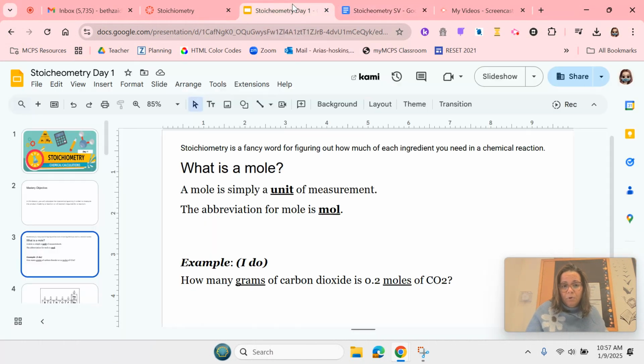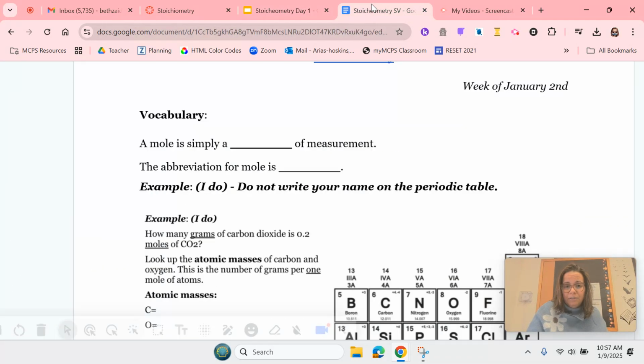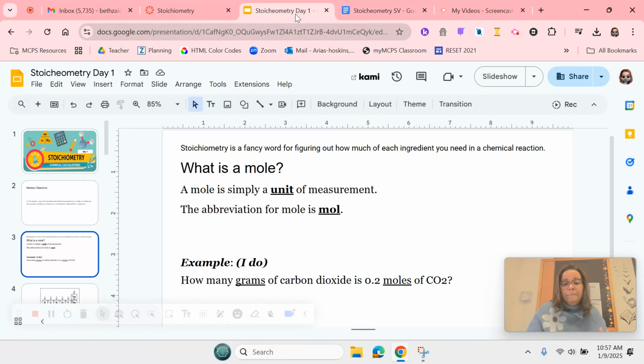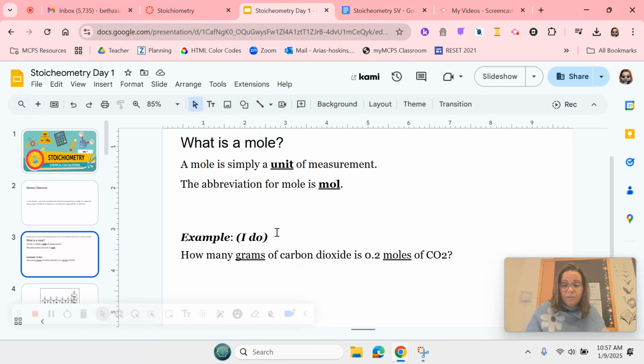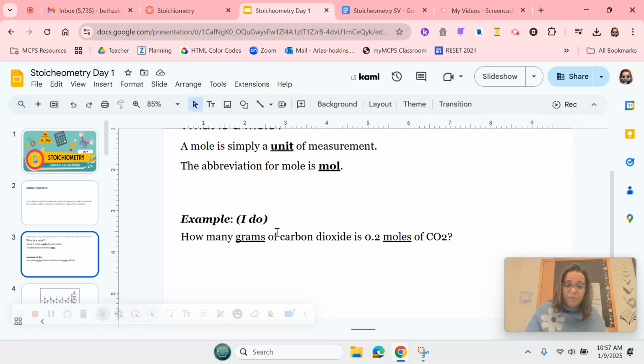So what is a mole? If you look in here, it says a mole is simply a unit of measurement. So that's what you need to type in here, a unit of measurement. The abbreviation for mole is actually mol. Okay, so the first example, I'm going to do this part with you, and then the other exercises you're responsible for those sections, okay?